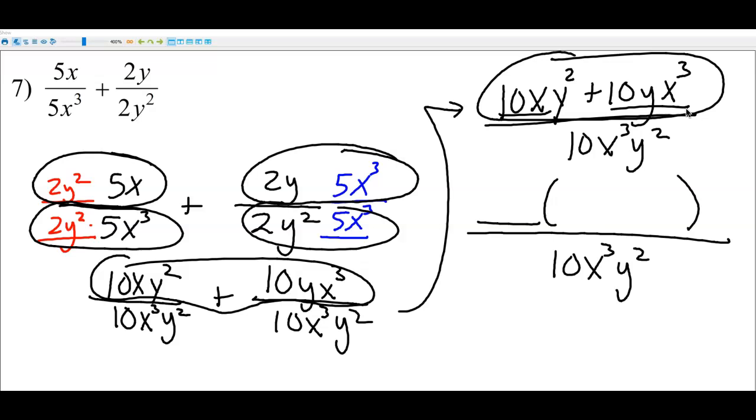Oh, and did you find what you could take out on the top? How about you? Did you find what you could take out on top? Good. That's true. You can take out a 2 and an x and a y. I wonder if that would be good enough. But that's not the GCF, the greatest common factor, but it works. You could do that.